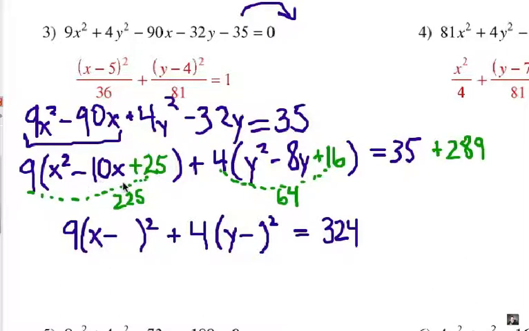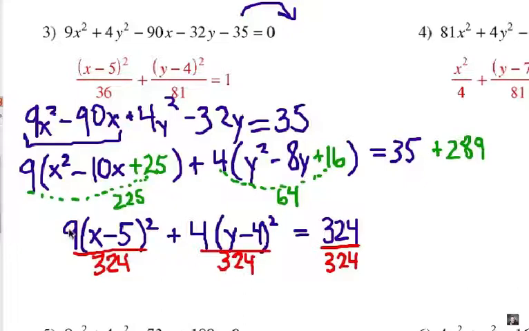To factor out our trinomial here, that would give us x minus 5, all of that squared, and this would be y minus 4, all of that squared. And these two numbers add up to 324. Now in the ellipse standard form equation, we have to have everything equal to 1. So we definitely need to divide everything here by 324. So I'm going to divide each of these separate terms by 324.